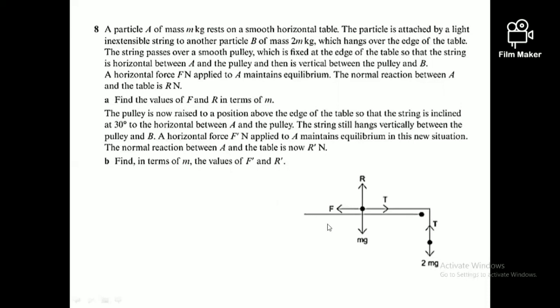So now this force is turned into F dash and apply the equilibrium for the new situation. The normal reaction between A and the table becomes R dash. Now this is not R, it turns into R dash. Find in terms of M the value of F dash and R dash, the same way as what you did over here. If this pulley is a little bit lifted up, it forms an angle over here of 30. That's the question. Let's try to understand.